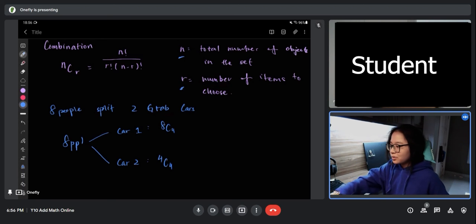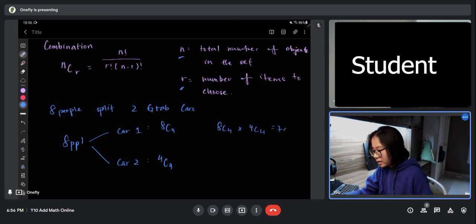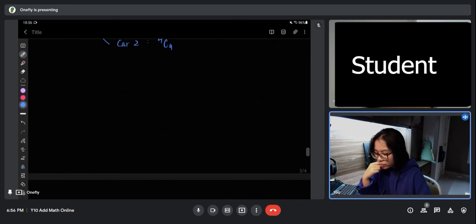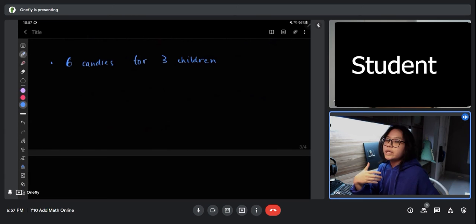Okay, let's just see. 8C4 times 4C4 is 70. Okay, let's just move on to the next question. Let's just say a completely different question. So I have 6 candies and they are distributed to 3 children. What is the total possible combinations?